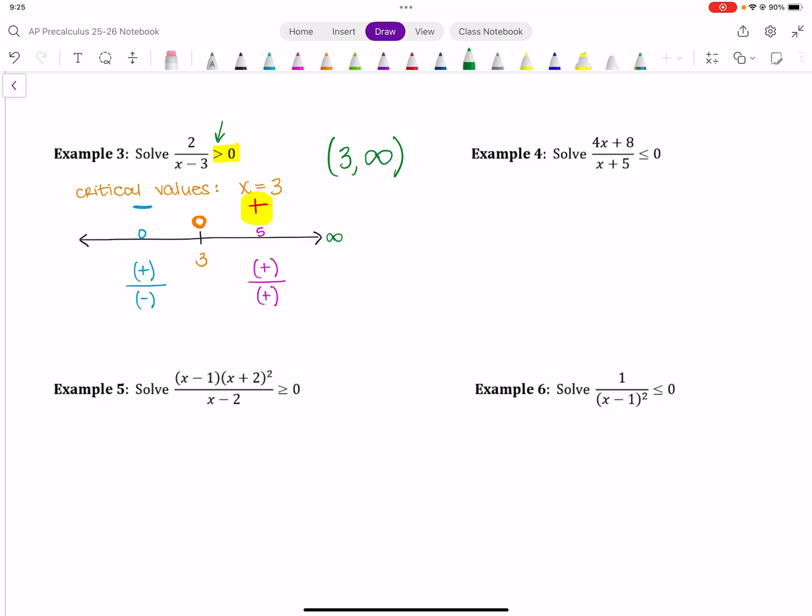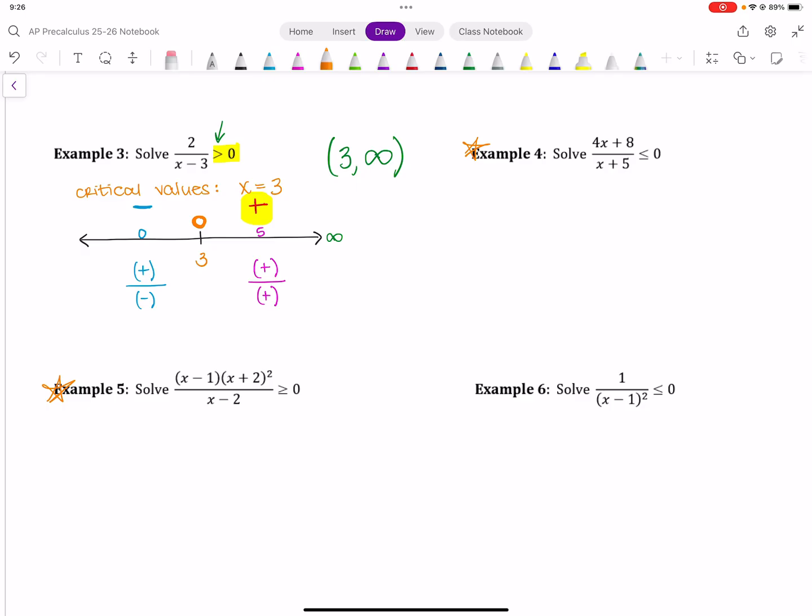So I want you guys to go ahead and try example 4 and example 5 on your own. So be careful identifying your critical values from the numerator and denominator. And then remember, the critical values from your denominator cannot be included in your final answer. So it has to have parentheses instead of brackets.